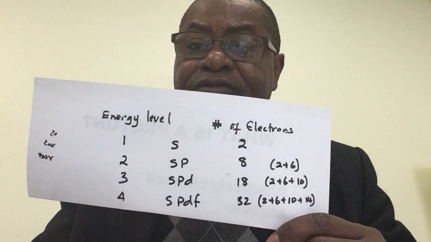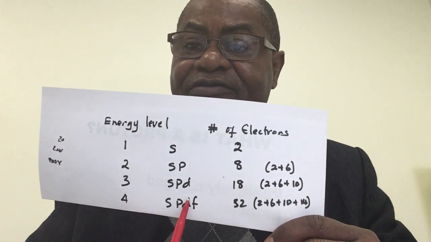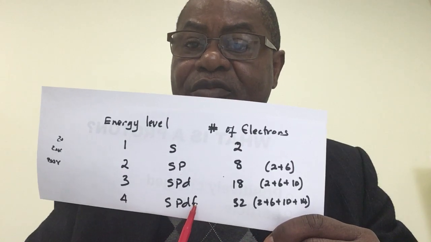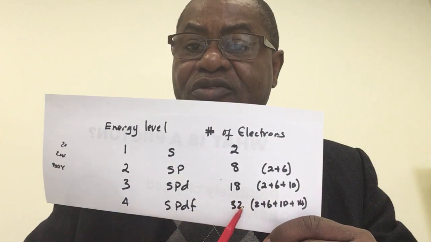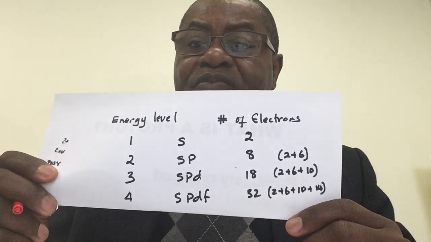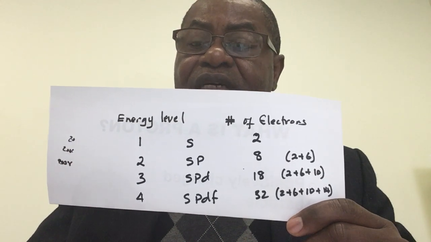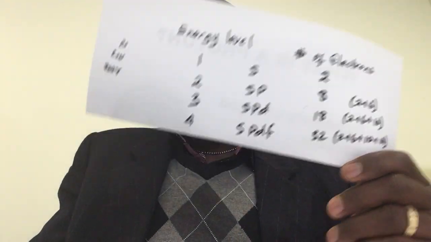And the fourth energy level has S, P, D, and F suborbitals, which takes a total of 32 electrons. So this is actually showing you the different orbitals that are present in the energy levels. I'm going to give an analogy of energy levels and the number of electrons.